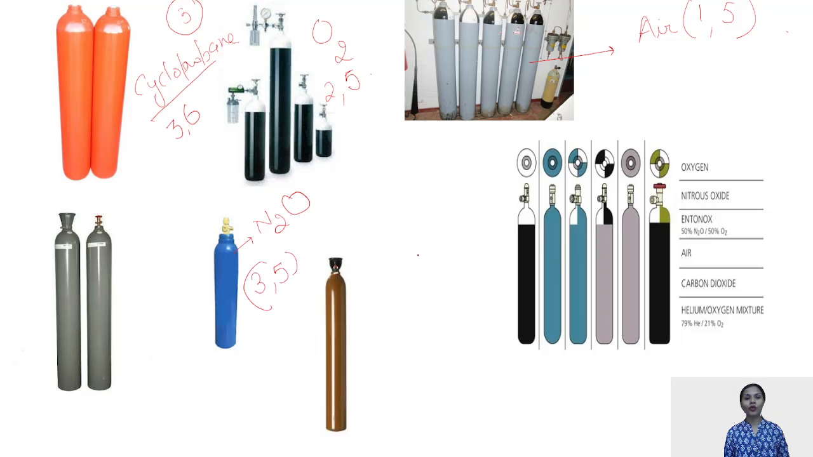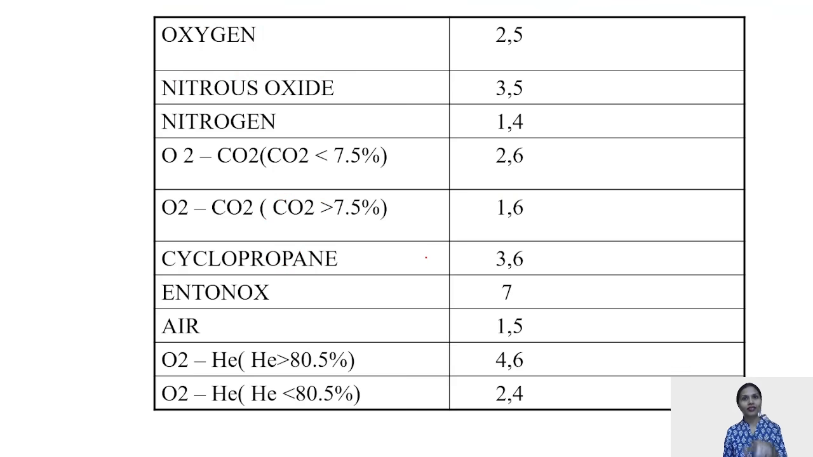Moving to the brown one, the brown is helium. The pin index of helium, I'm extremely sorry, even I don't remember, because it depends on whether it is less than 80.5% or more than 80.5%. So let's revise it again. If helium is more than 80.5%, it is 4, 6. If it is less than 80.5%, it is 2, 4. A little tricky, but no choice.